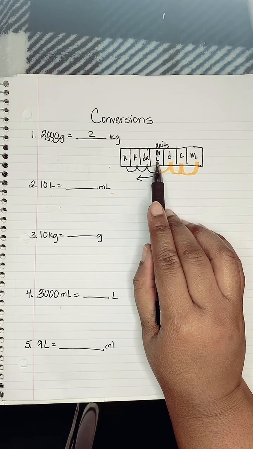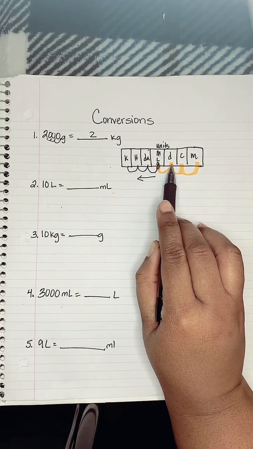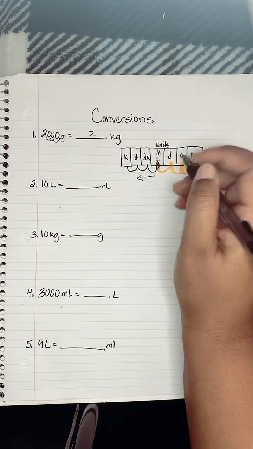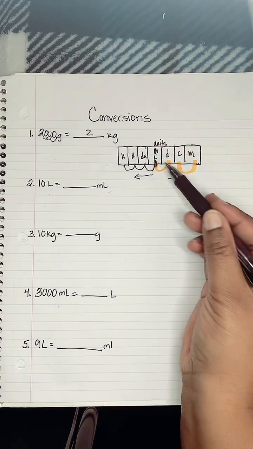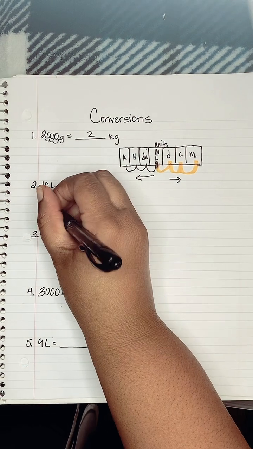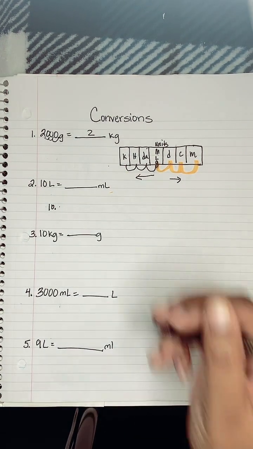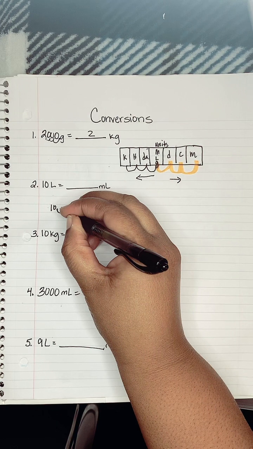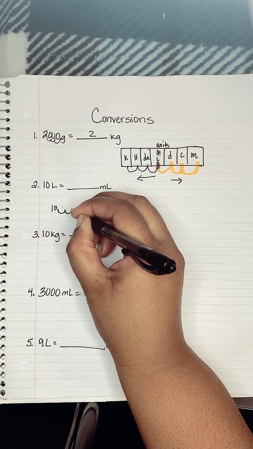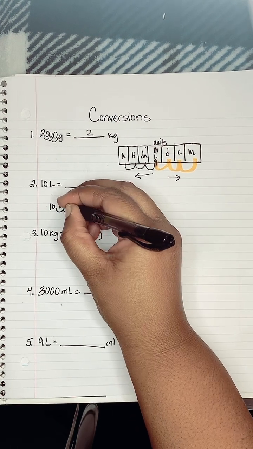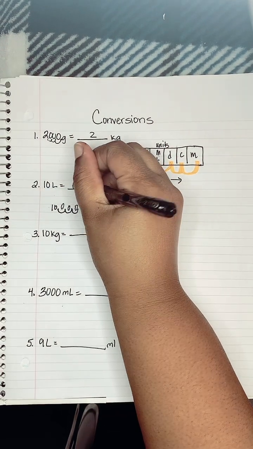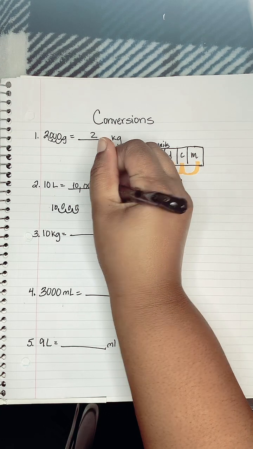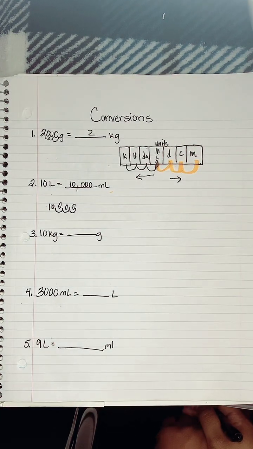So you don't count this as 1. This is where you start. So you do 1, 2, 3. And then we're going here to the right. So I'm adding 3 more zeros. Or you could just say, this is my decimal. I have to move it over 3 spaces. 1, 2, 3. So we put 0, 0, 0. So really, this is 10,000 milliliters.